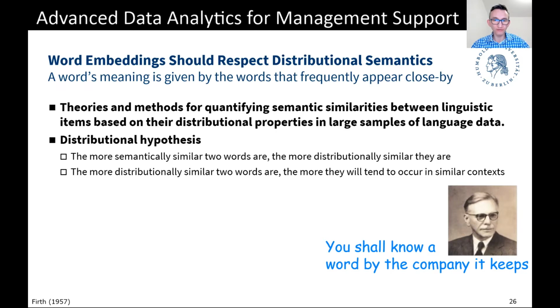Now we have this hypothesis. We could also look at it as a design guideline. We would like to design our word embedding such that it fulfills this hypothesis. Distributionally similar words will tend to occur in similar context. This hints at the co-occurrence counts between words being a good starting point to design our embedding.